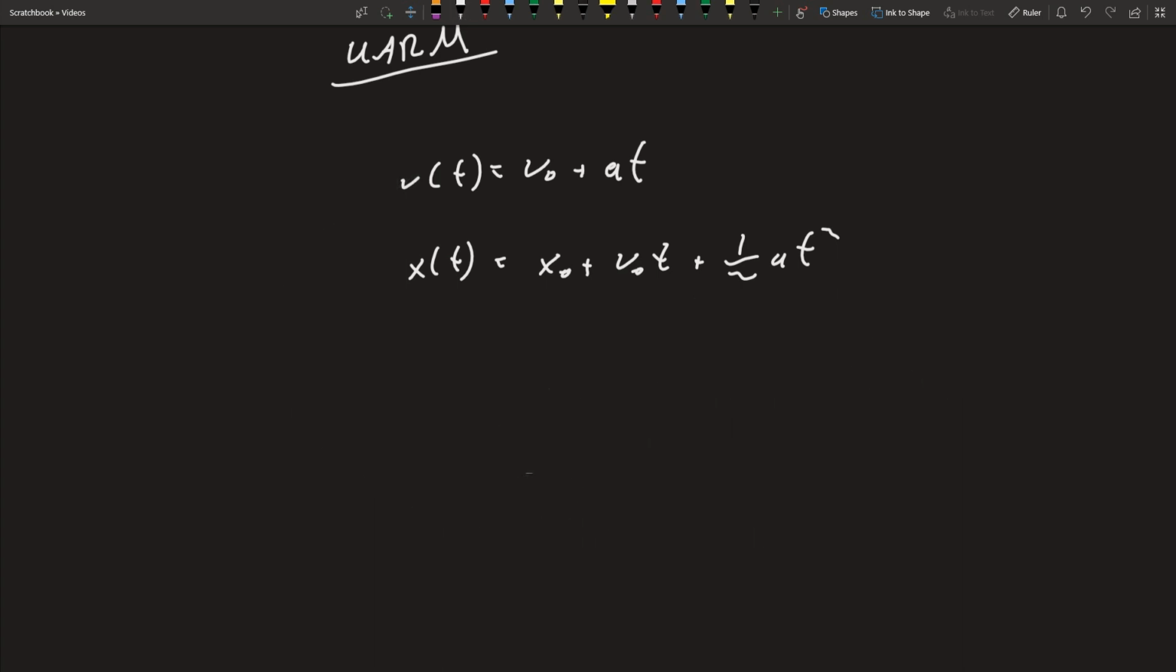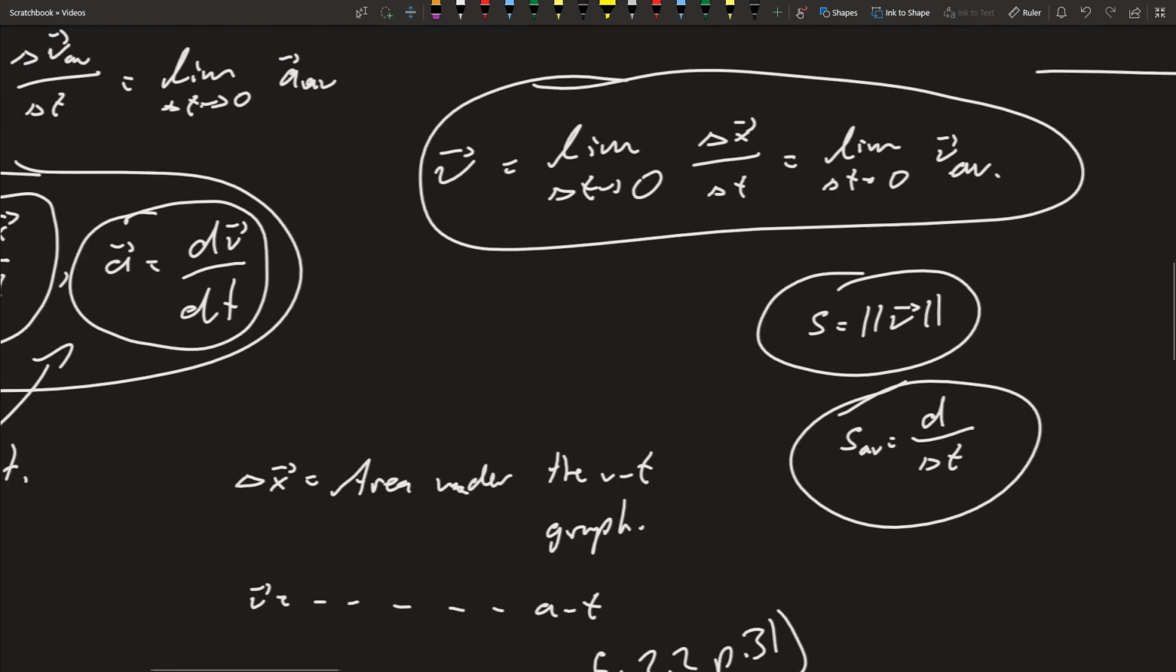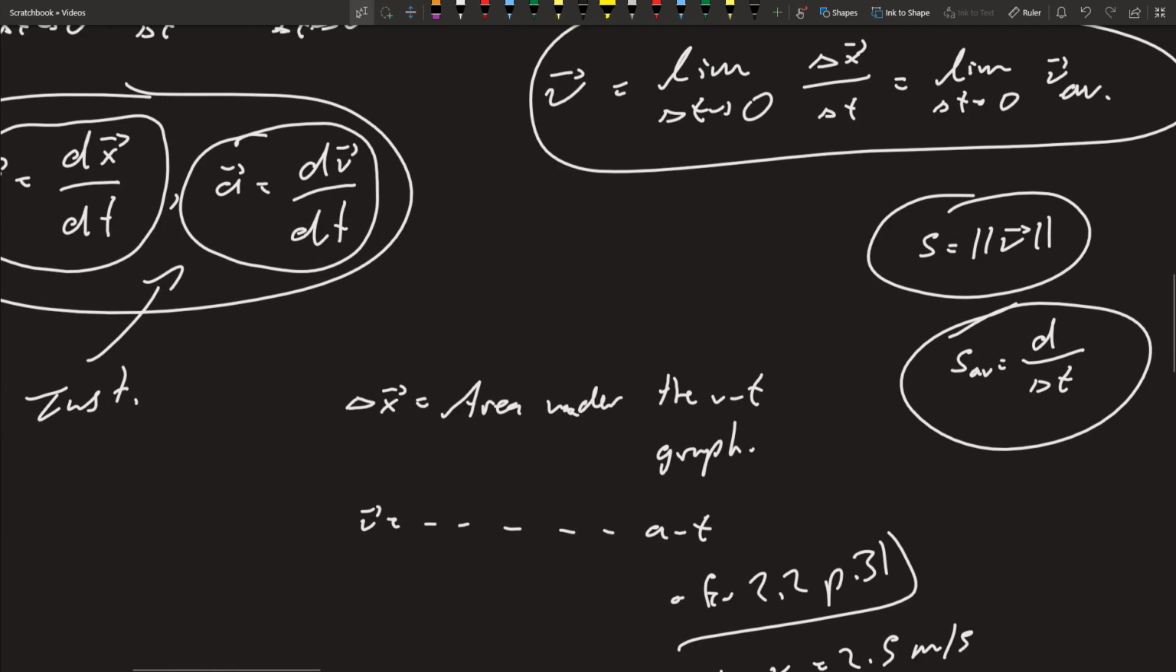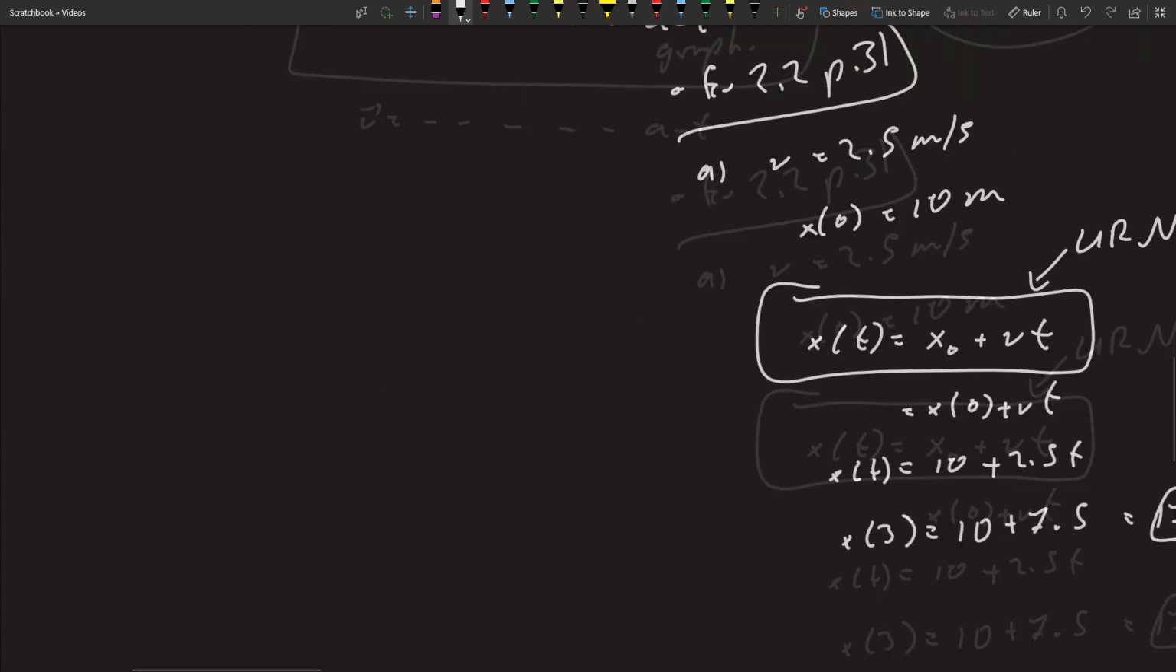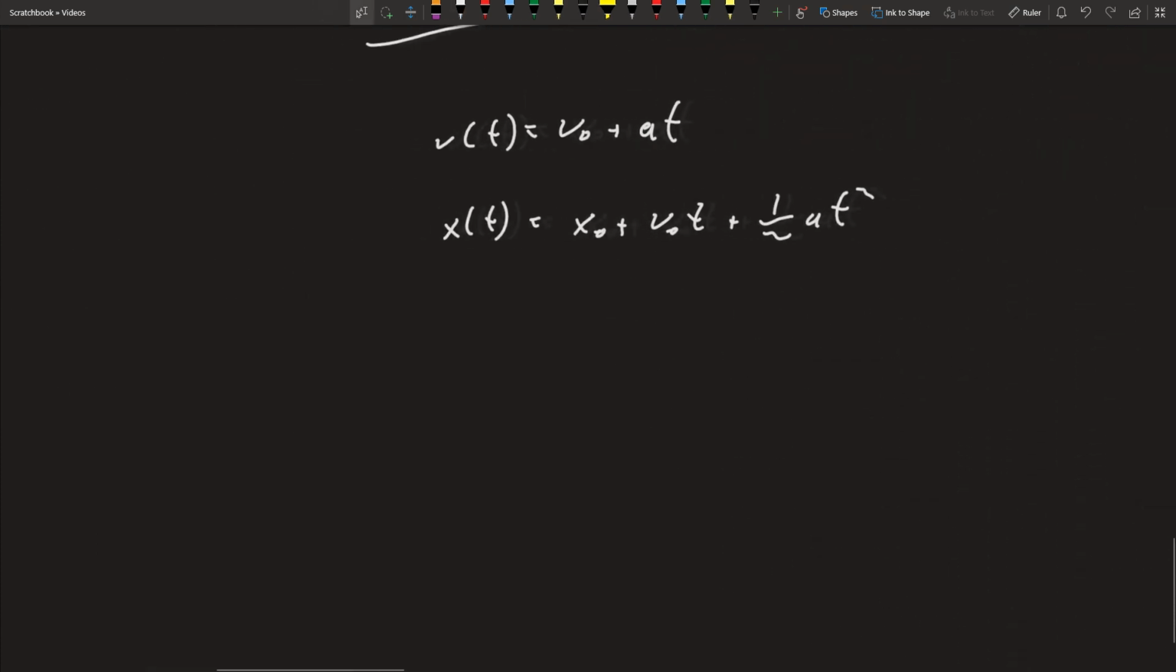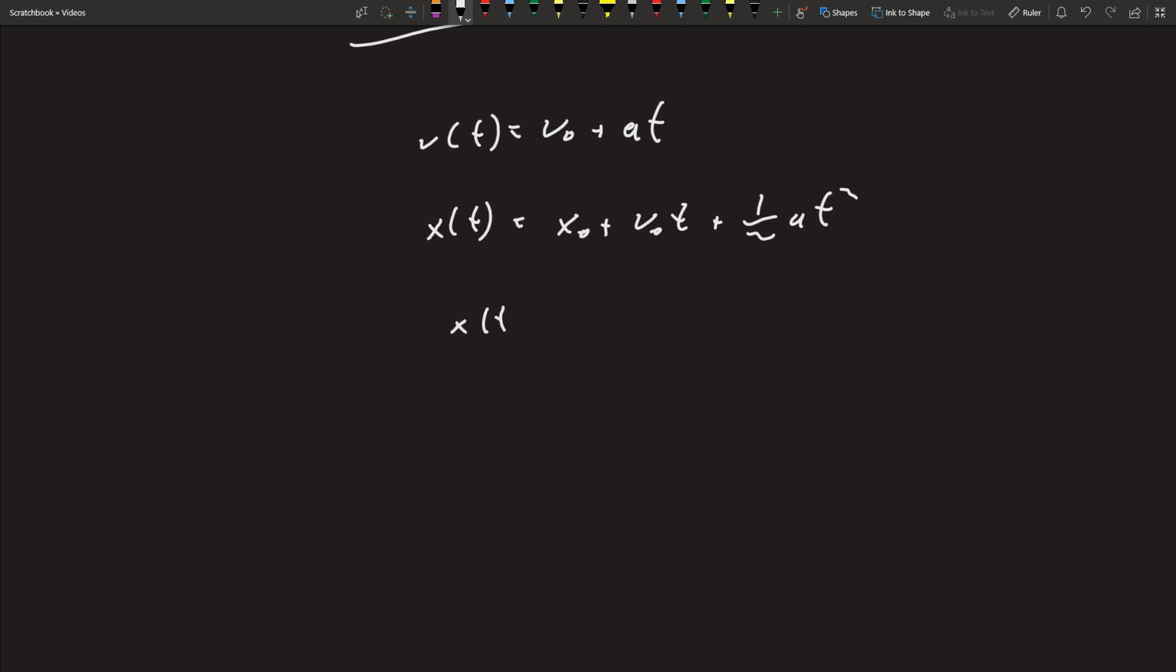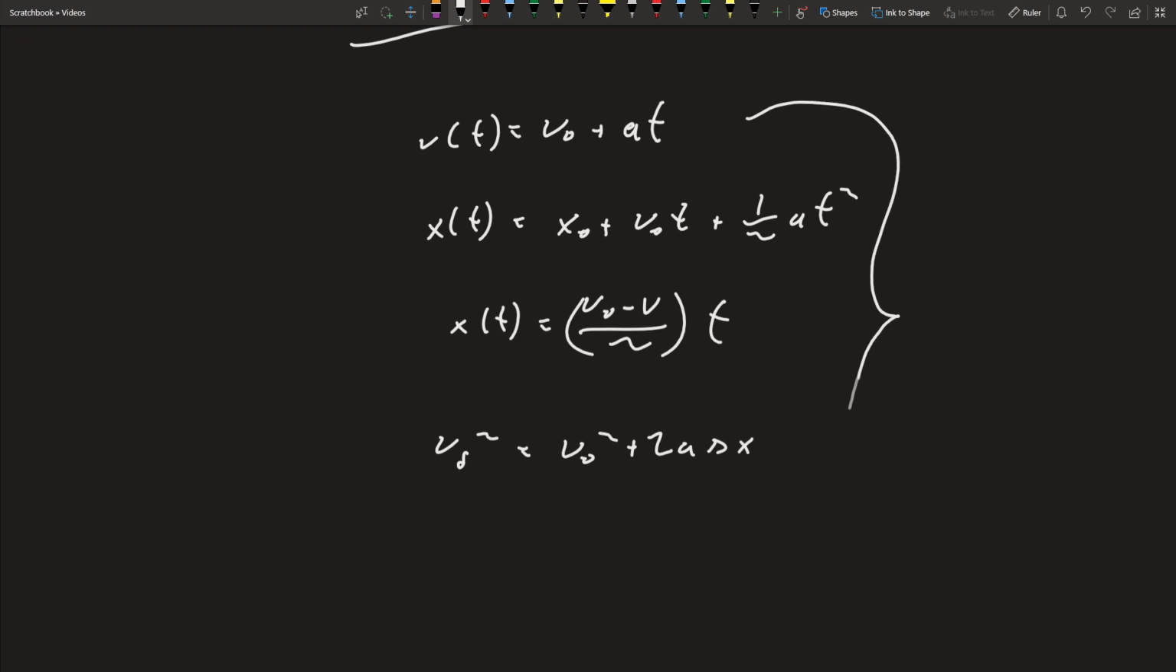Anyways, those are the two equations. We have two more actually. Since we know that the displacement is the area under the vt graph, we have another equation. So the displacement, or the position, doesn't matter, is equal to the area under the vt graph, like this. Another equation is v final squared is equal to v initial squared plus 2a delta x. Now, those four equations are really powerful.